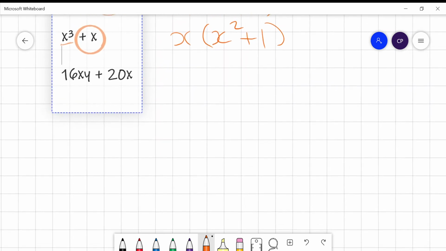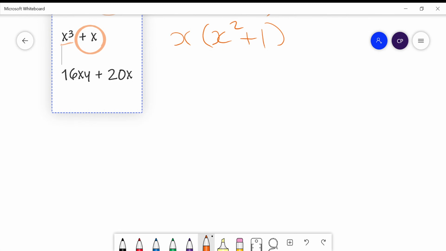And our final example before you have a go with the worksheet is this one. We have 16xy plus 20x. So we've got a lot going on here. What number's in both? Well, 2 goes into both, but that's not the biggest number. 4 goes into both. Is that the biggest number? I think it is, so let's go with that. x is also in both, so we're going to take that out as well, and we're going to open our bracket then and have a go.